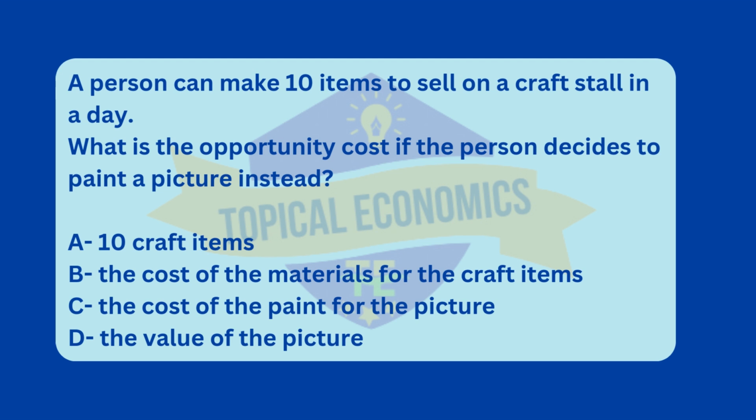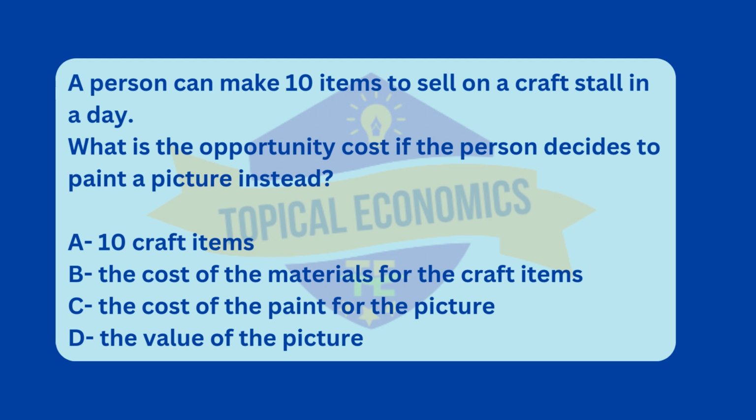Moving to the 16th question. A person can make 10 items to sell on a craft stall in a day. What is the opportunity cost if the person decides to paint a picture instead? A. 10 craft items. B. The cost of the materials for the craft items. C. The cost of the paint for the picture. D. The value of the picture. This question is from year 2017 May-June version 3 paper.